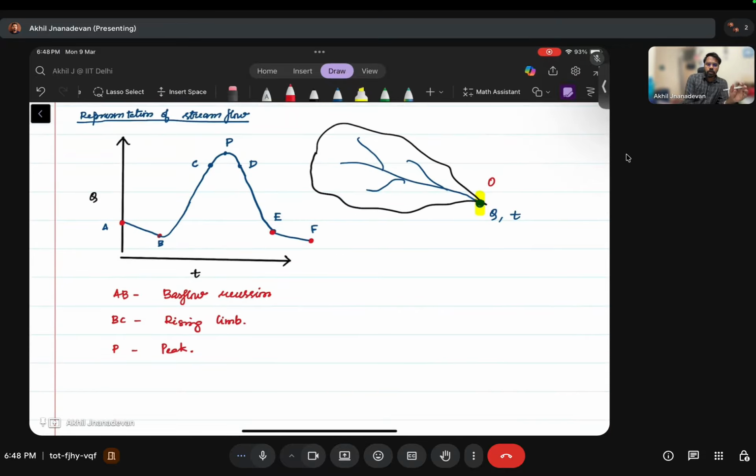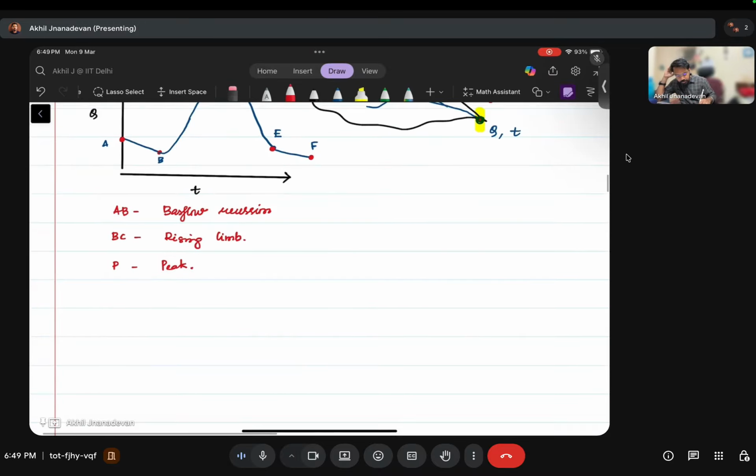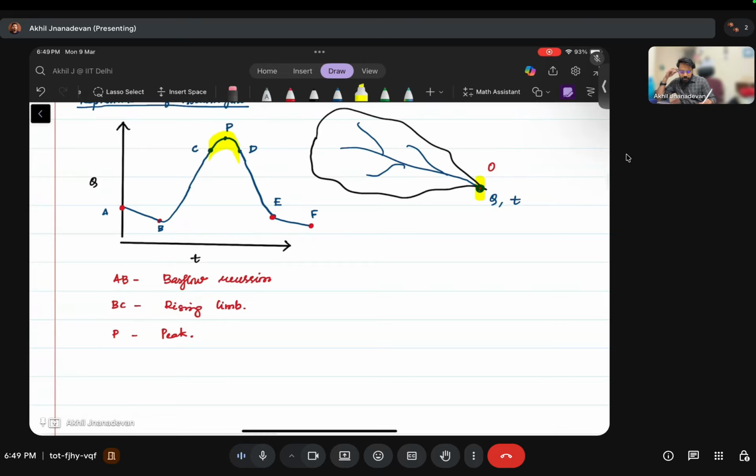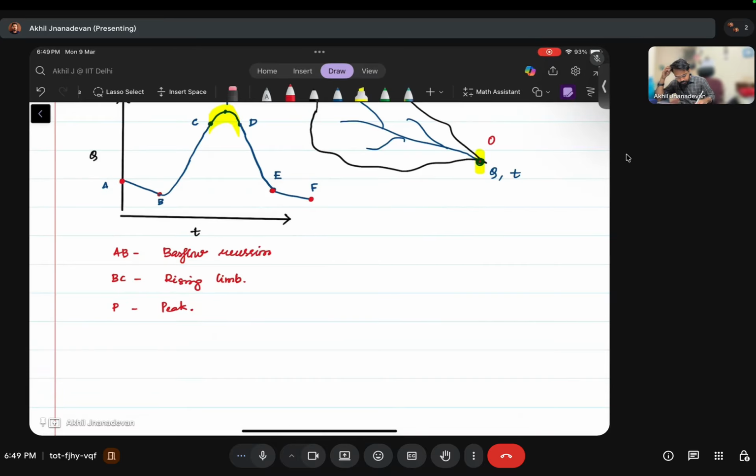The maximum rate of water flowing at the outlet point O, whatever the discharge is at that point, is called the peak P. And this particular area, that is CPD, is called the crest.